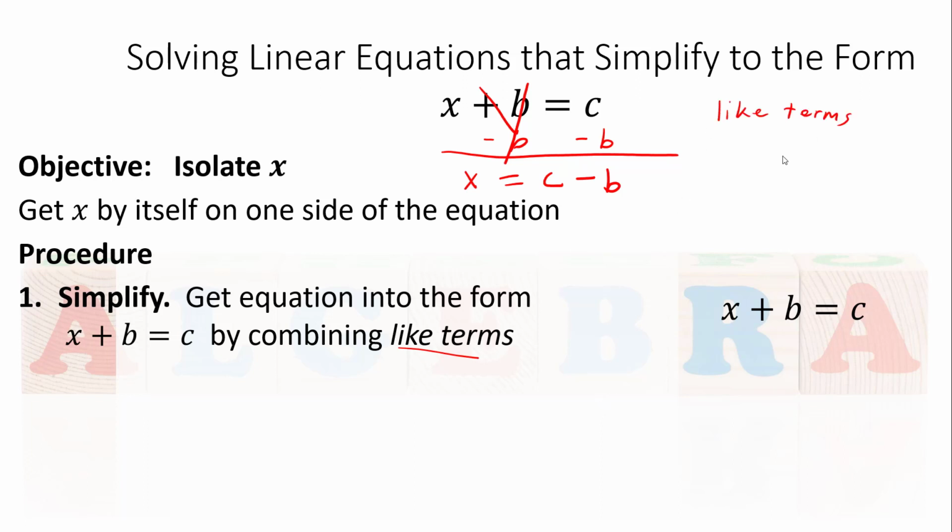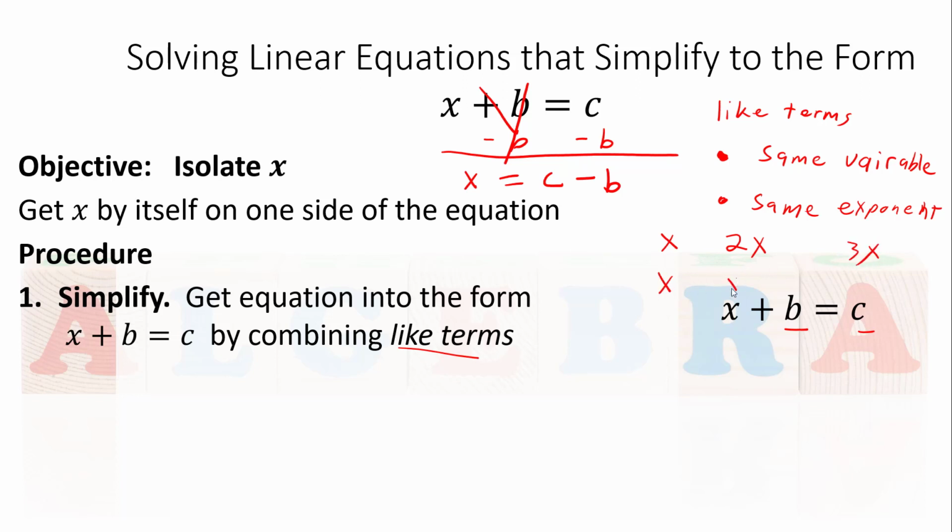Like terms are terms that have one, same variable. In this case, the only variable is x, or no variable at all. That works too. And the same exponent. For example, the numbers b and c are like terms because remember, x is the variable. X and 2x are like terms. They can combine to 3x.